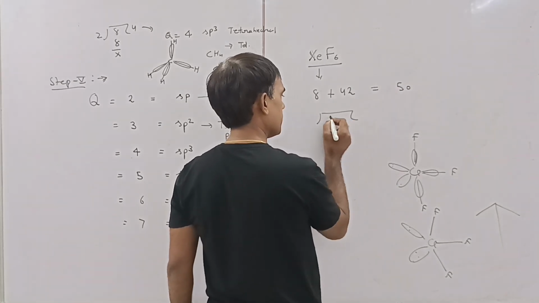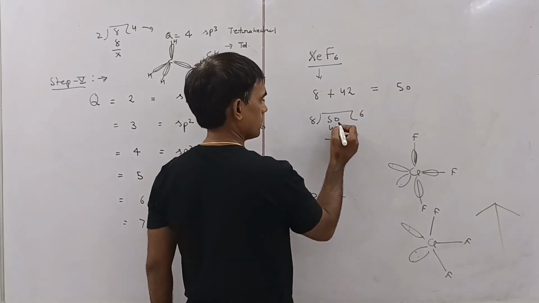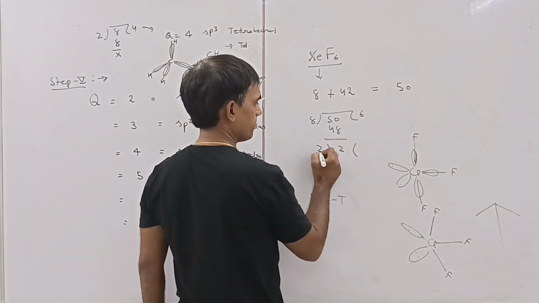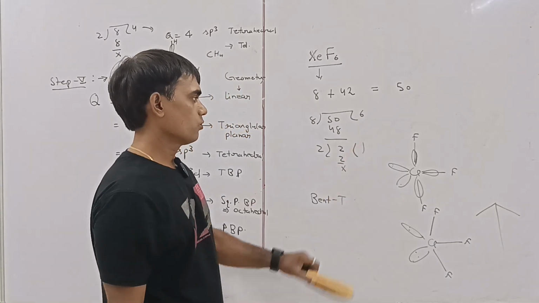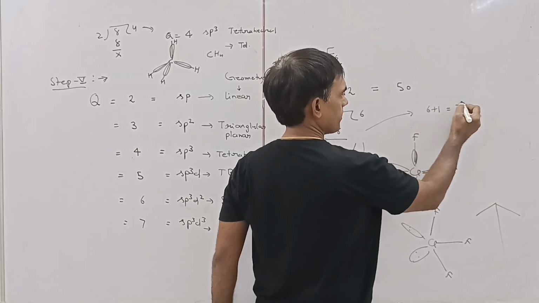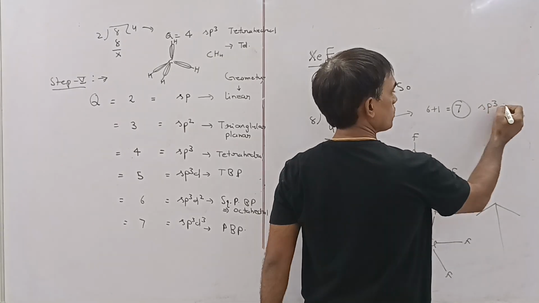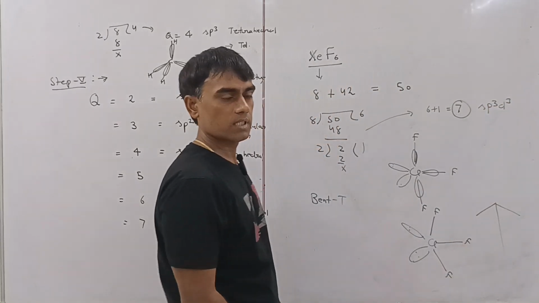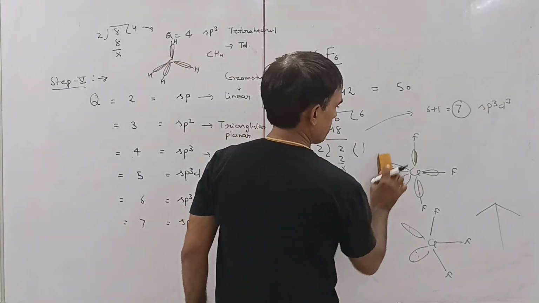Now divide it by 8, it comes out 6, remainder 2, divided by 2, it is 1. Now the sum of the quotient is 6 plus 1, that is 7. So the hybridization is sp3d3. But what is the shape?